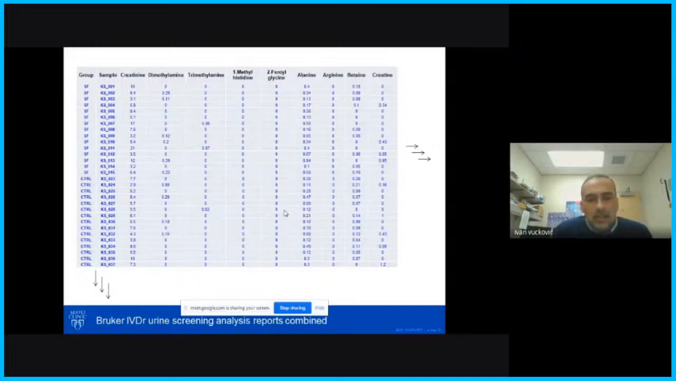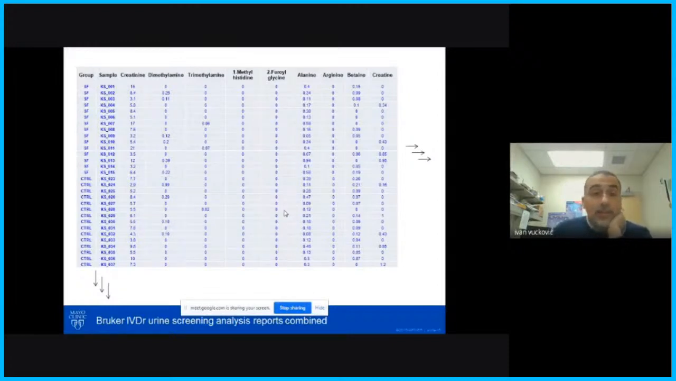For glycine, among these 30 samples that I used as an example, Bruker didn't find or didn't quantify this component in any of them. So there should be a better way to analyze the data.